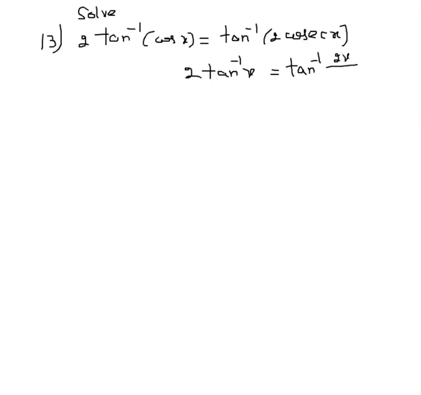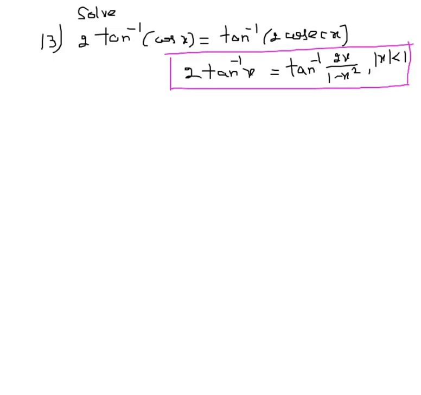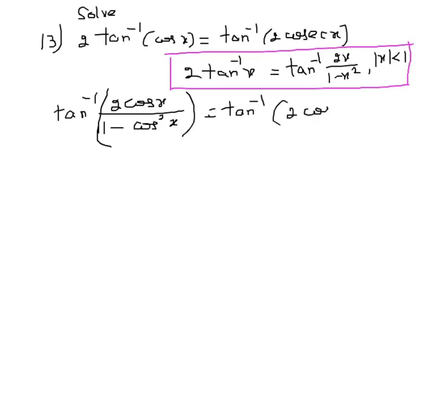Tan inverse of 2x by 1 minus x square, and the condition is absolute value of x should be less than 1. Therefore, the left hand side becomes tan inverse of 2 times cos x divided by 1 minus cos square x equal to tan inverse of 2 cosecant x.